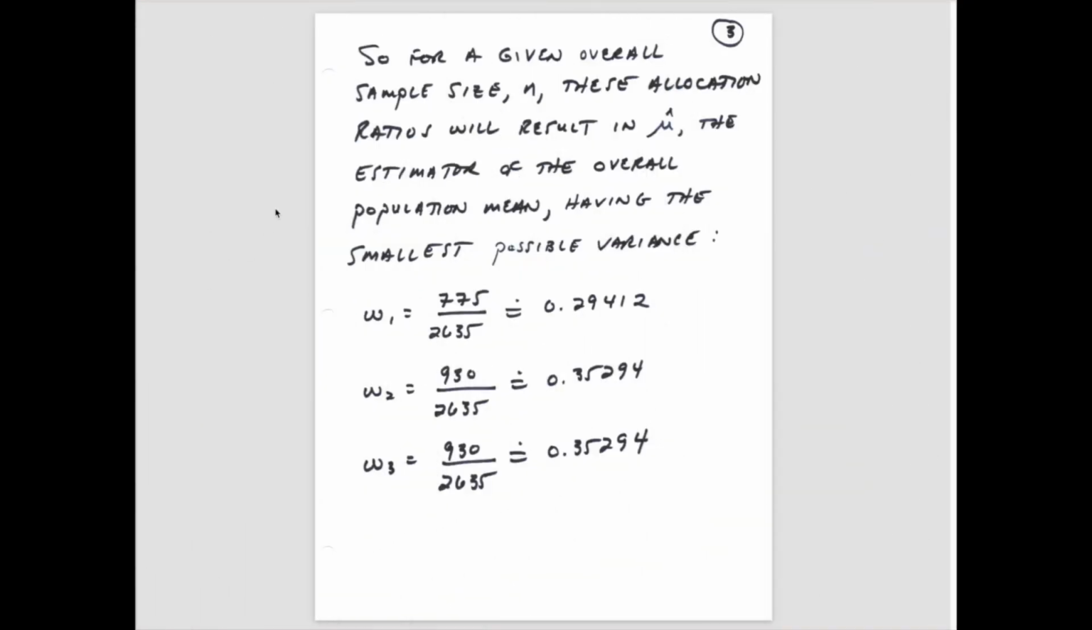So for a given overall sample size, whatever it happens to be, little n, these allocation ratios will result in mu hat, the estimator of the overall population mean, having the smallest possible variance. Okay? And so these are the allocation ratios that would provide that minimum variance estimator of mu.